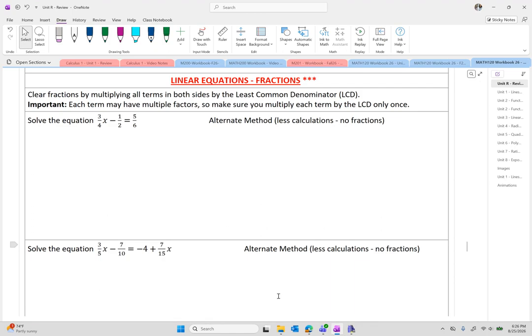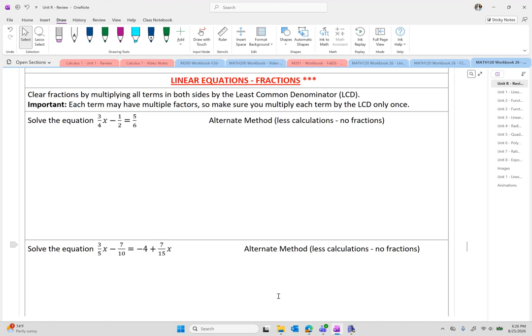We want to follow the steps for solving linear equations when we have fractions in the coefficients. We clear fractions by multiplying all terms in both sides by the least common denominator. Each term may have multiple factors, so make sure you multiply each term by the LCD only once.